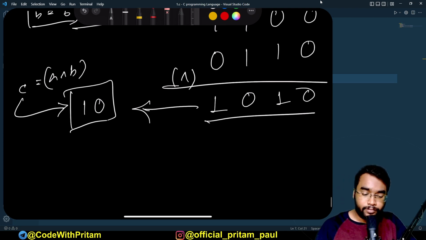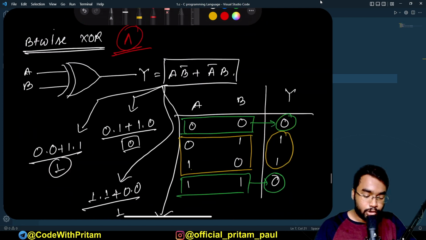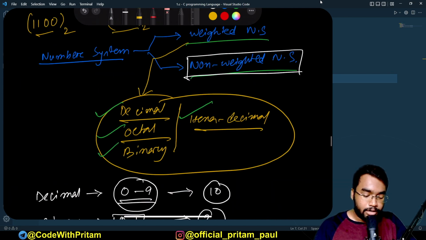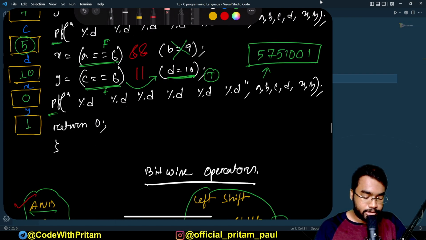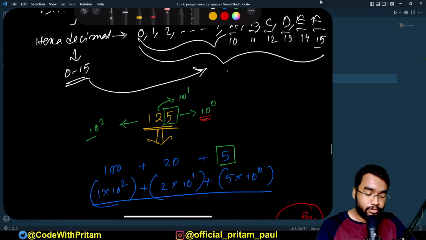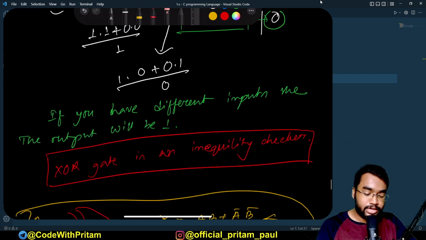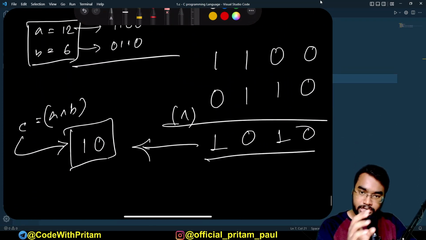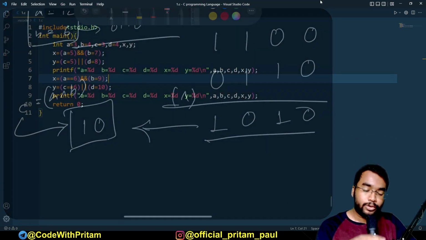दैट्स इट, दैट इज बिटवाइज XOR ऑपरेटर, ओके। Now let's talk about the left shift and right shift, and after that we will give some examples in VS Code, and these examples I will run and I will show you guys that everything is okay, okay.